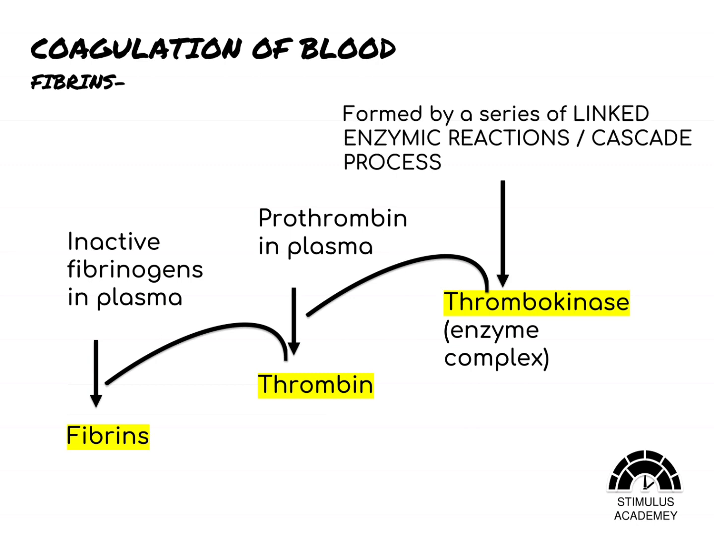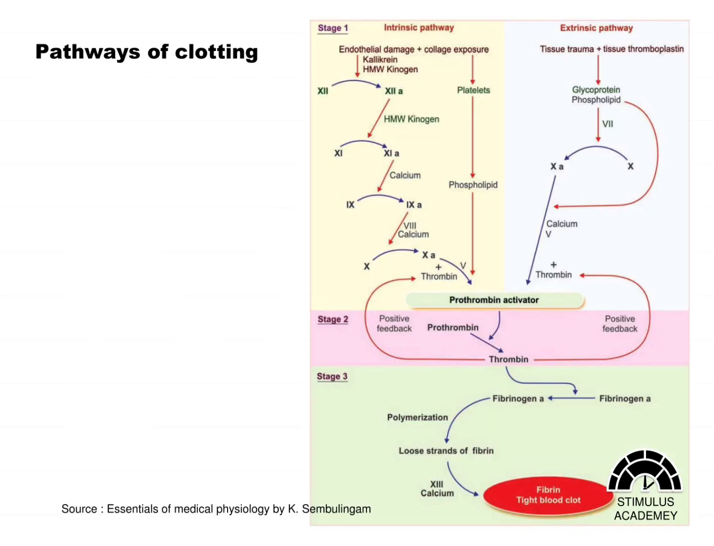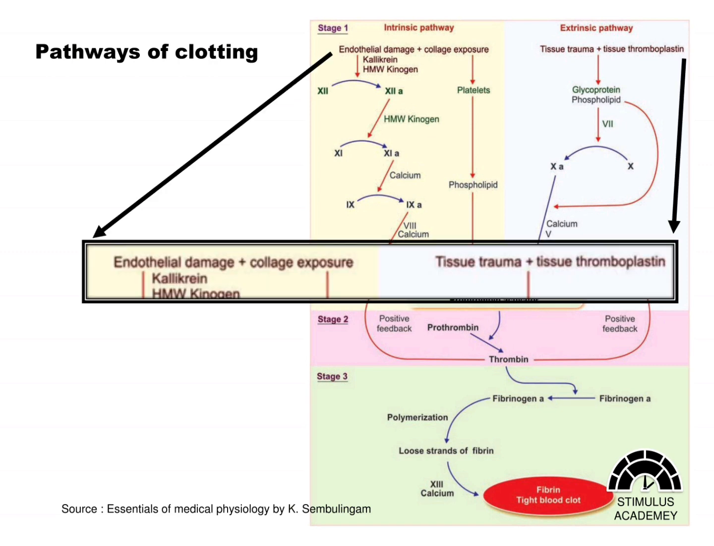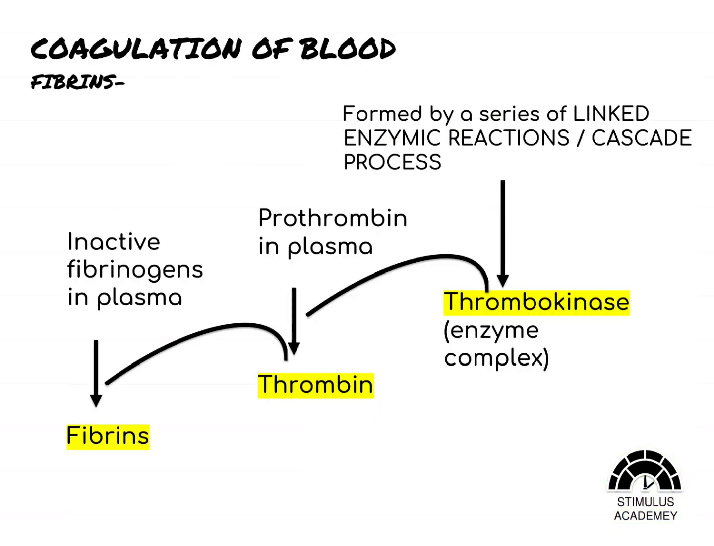This enzyme complex thrombokinase is formed by a series of linked enzymic reactions, also called cascade process, involving a number of factors present in the plasma in an inactive state. We have seen this picture and pathway of clotting in the first part of the chapter. An injury or a trauma stimulates the platelets in the blood to release certain factors which activate the mechanism of coagulation. And calcium ions play a very important role in clotting.